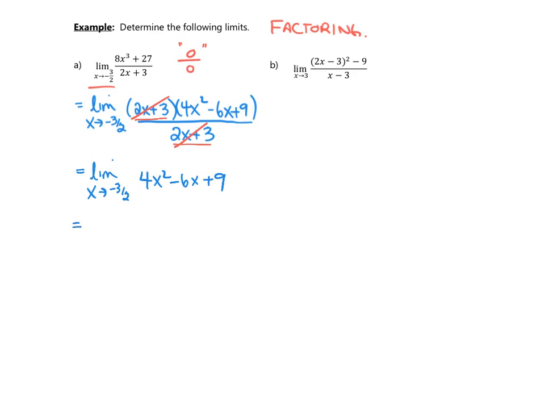So you now literally take the limit by substitution. We no longer write the limit at this point. We go straight to substitution, and you're going to need to do a little bit of fraction work here. We're going to do 4 times negative 3 over 2 squared minus 6 times negative 3 over 2 plus 9, and you're going to need to go ahead and evaluate that.